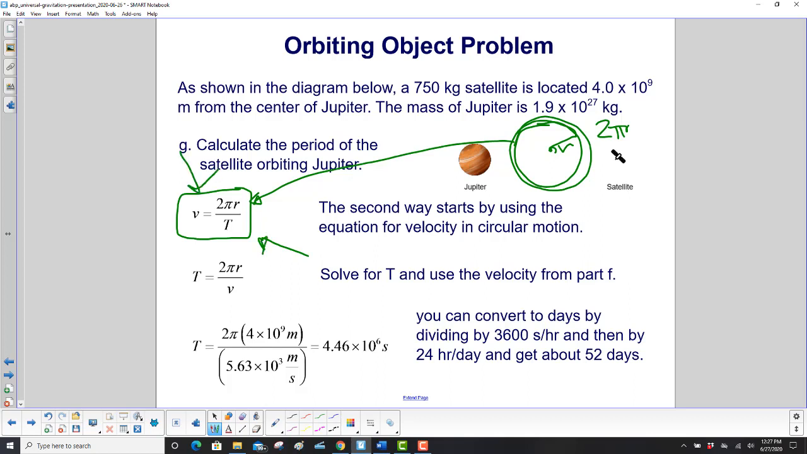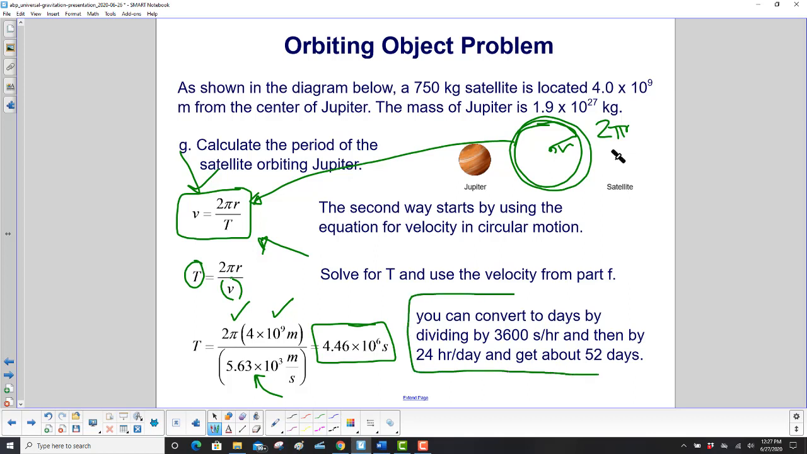Okay, that's cool. We want to solve for period. So we just multiply both sides by T, it comes out all by itself on the left side, and divide both sides by v. So we kind of took a shortcut there. So we have 2 pi r over v. Plug in the numbers. We have 2 pi. We were given the radius. We solved for the velocity in part F, and we get the same answer. And if you want to convert to days, you would divide by 3,600 seconds per hour and then by 24 hours a day, and you'd get about 52 days.